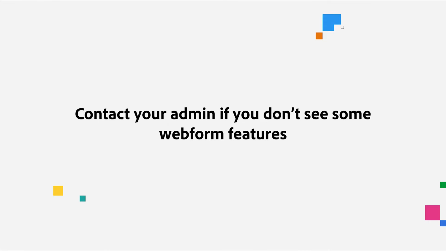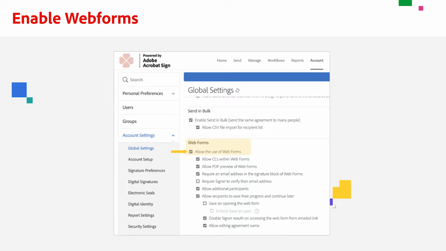Before we get started, I want to point out that business and enterprise service levels can configure web form access and signer options. So if you don't see certain features, you or your admin might need to enable web forms by going to Account Settings, Global Settings, Web Forms.